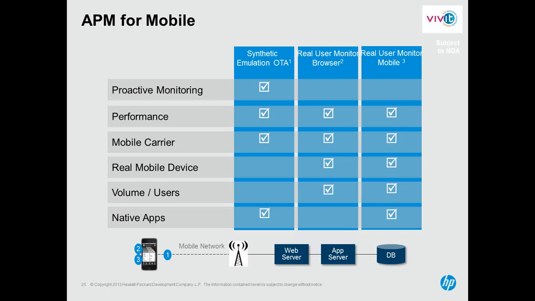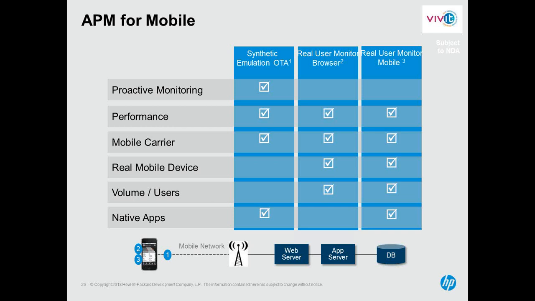Real user monitoring for performance and understanding the mobile carrier from which the data is coming in, the real mobile device and the type of device that is consuming the application, and also understanding whether there is an abnormal behavior in the way the users are using it or the volume of traffic that is coming in.